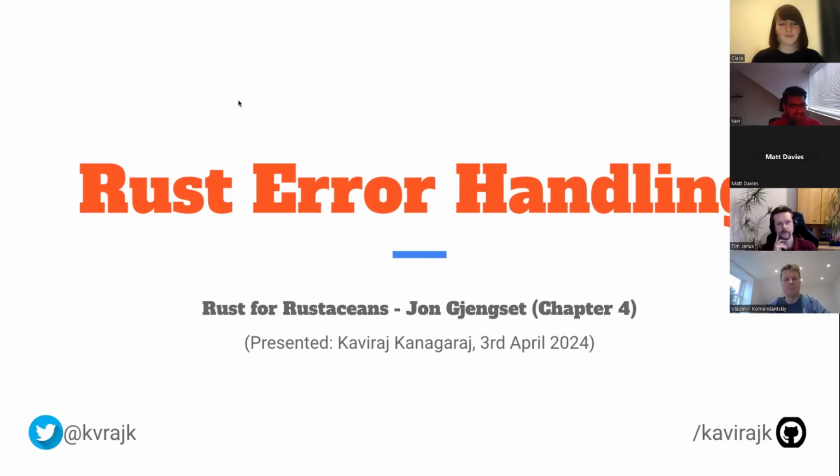So this is chapter 4, Rust error handling, from this wonderful book, Rust for Rustaceans.